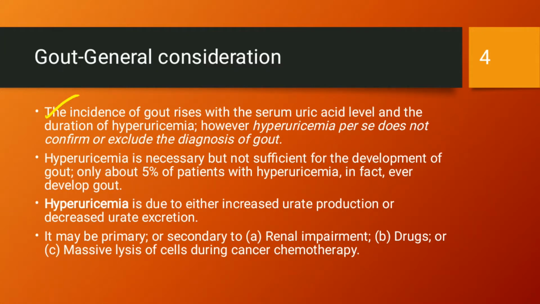It may happen. Okay, so that's why we cannot exactly say that if there is hyperuricemia there will be gouty arthritis. Hyperuricemia is necessary, but it is not sufficient for the development of gout. Only about 5% of patients with hyperuricemia in fact ever develop gout. So understand, only 5% of patients with hyperuricemia are predisposed or may develop gout. Then what about the 95% of patients with hyperuricemia? There is no chance that they will develop gout. So for development of gout, some other factors are also essential.